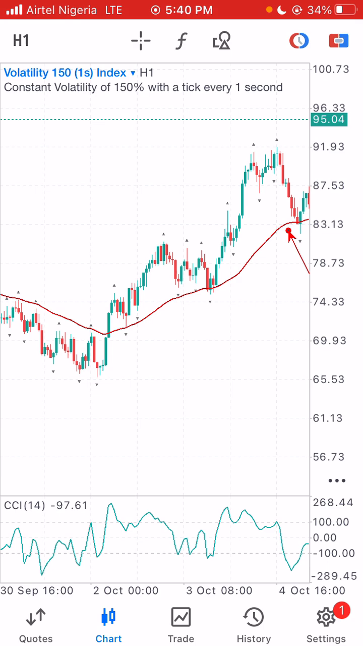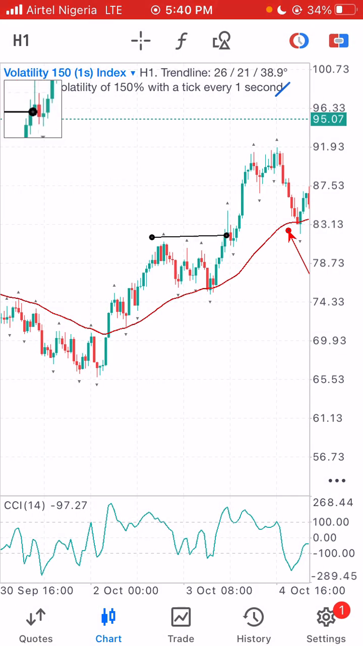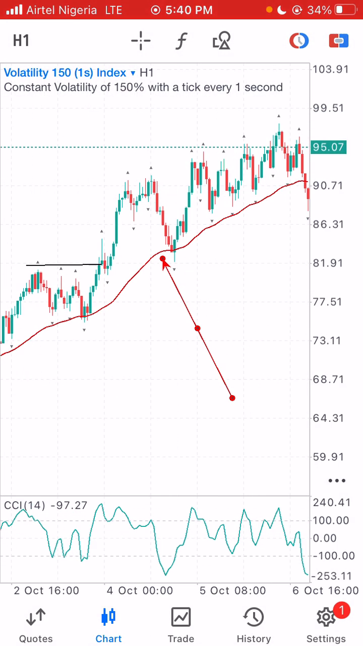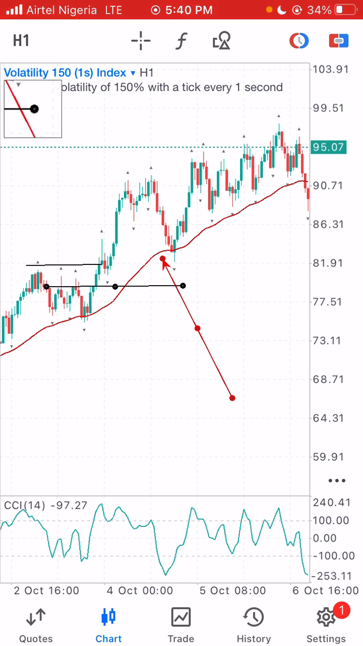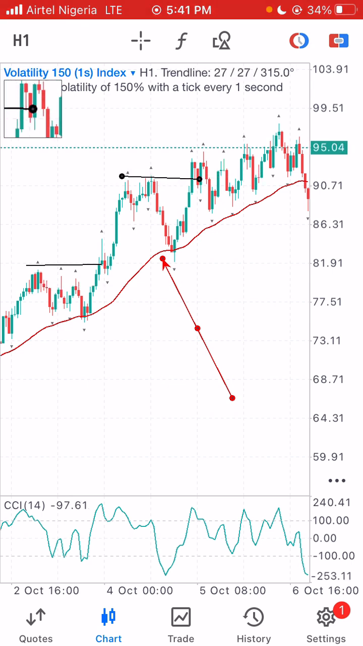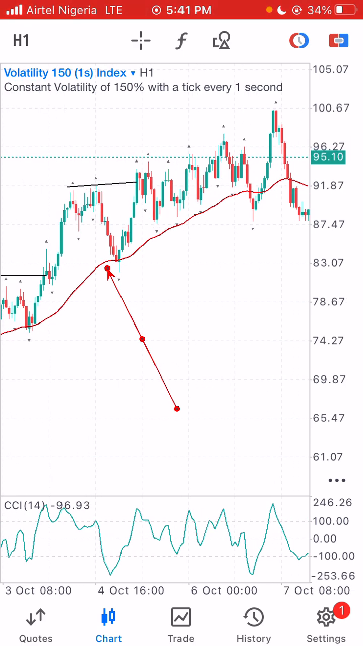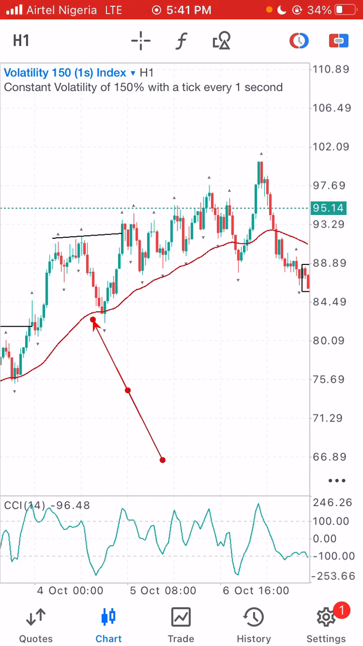What are the structures? Here are the structures that have been broken. For example, here's a structure that was broken to the upside. Here's another structure that was broken to the upside, and you can see different structures breaking to the upside here. So a structure broken to the upside makes it an uptrend market. Sorry, these lines could be straighter if I wanted, but I'm just trying to make it very fast. So these are different structures.